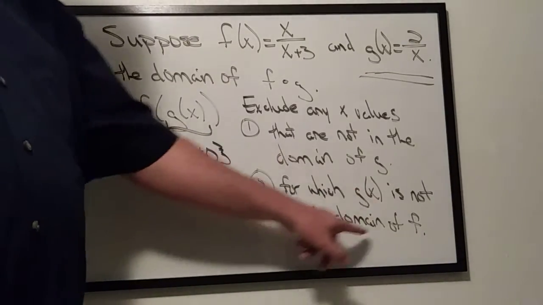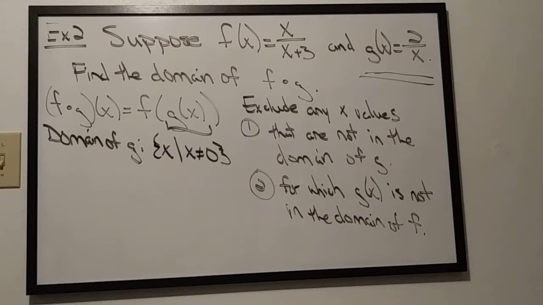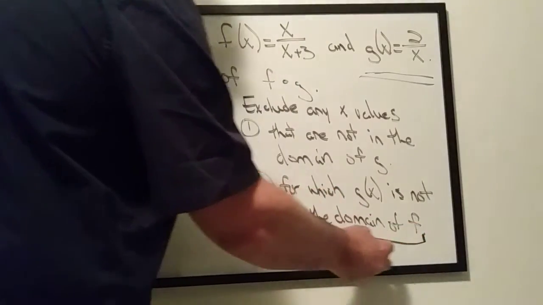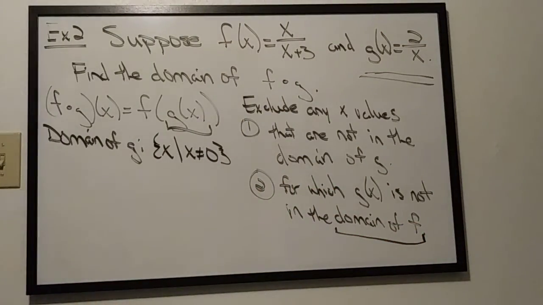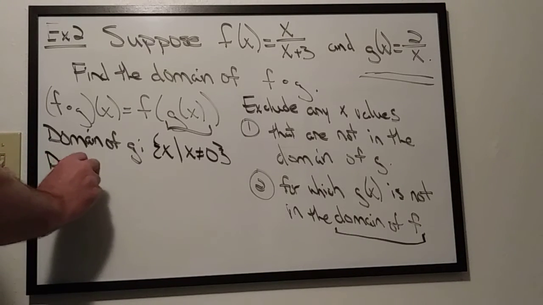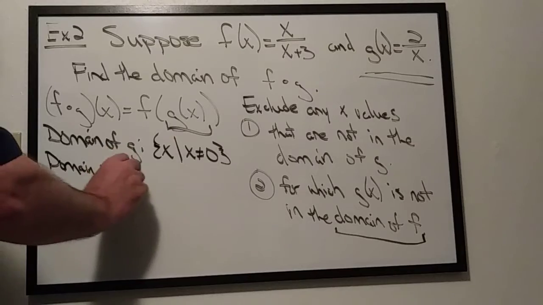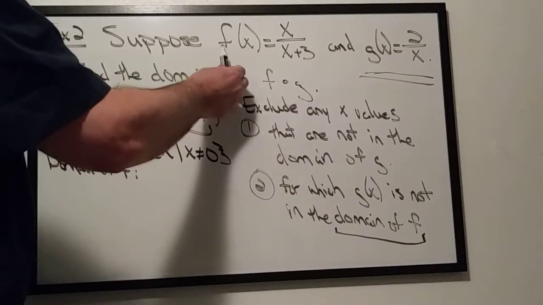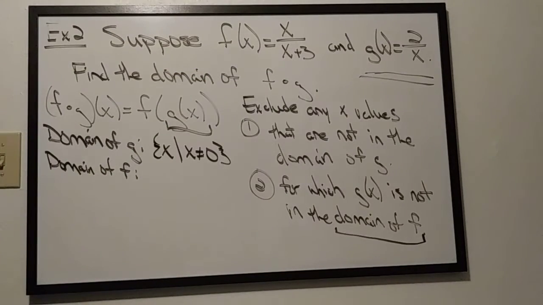So now that I have that, the next thing that they talk about is for which g of x is not in the domain of f. Well, as you read those words, I'm going to tear them apart, and I'm actually going to start at the end. I'm going to start with the domain of f. Oh, okay, let's figure that out then. So we have domain of f. Well, f is right here. We have the rule f of x is equal to x divided by x plus 3.